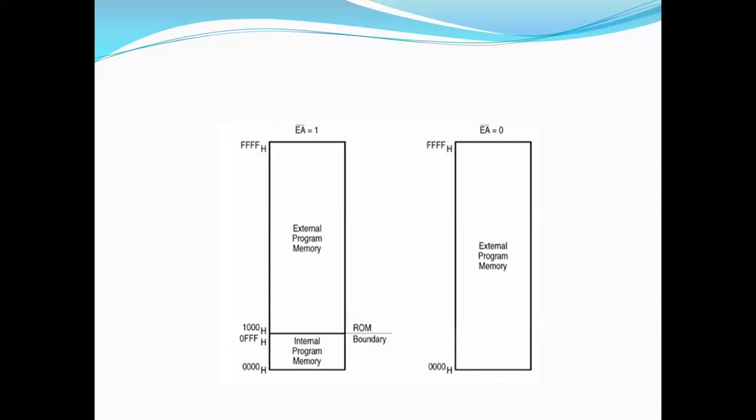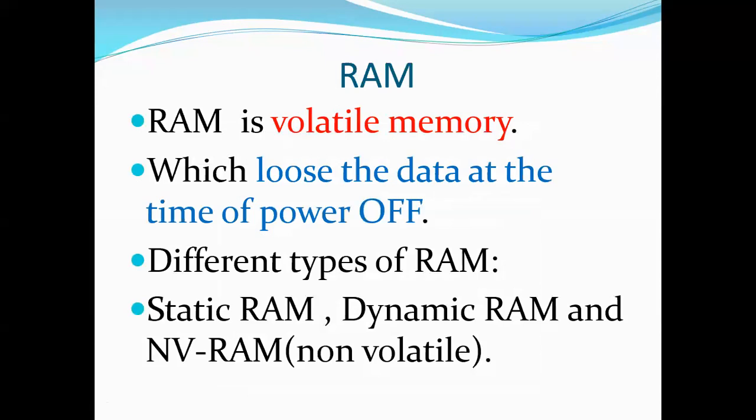If we are using external memory, we can fully utilize it as 64 kilobytes, 0000 to FFFF. But if we are using internal program memory, we take 0000 to 0FFF, that is 4 kilobytes. Next, RAM. RAM is random access memory. This is volatile memory. That is, for operation of RAM, voltage and power are compulsorily needed. If power is gone, it will immediately lose the data. That is called volatile memory. Different types of RAMs are available: static, dynamic, non-volatile. This is also called data memory.